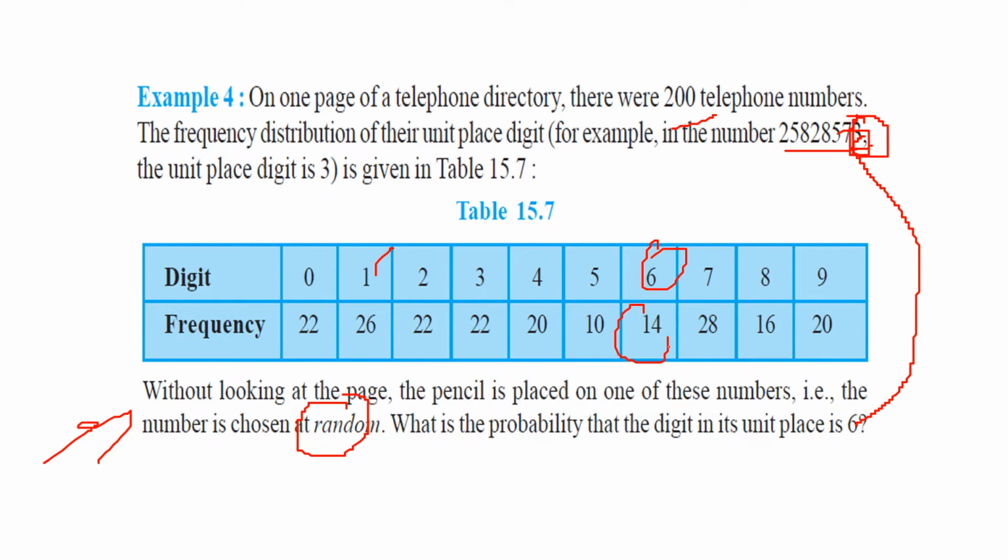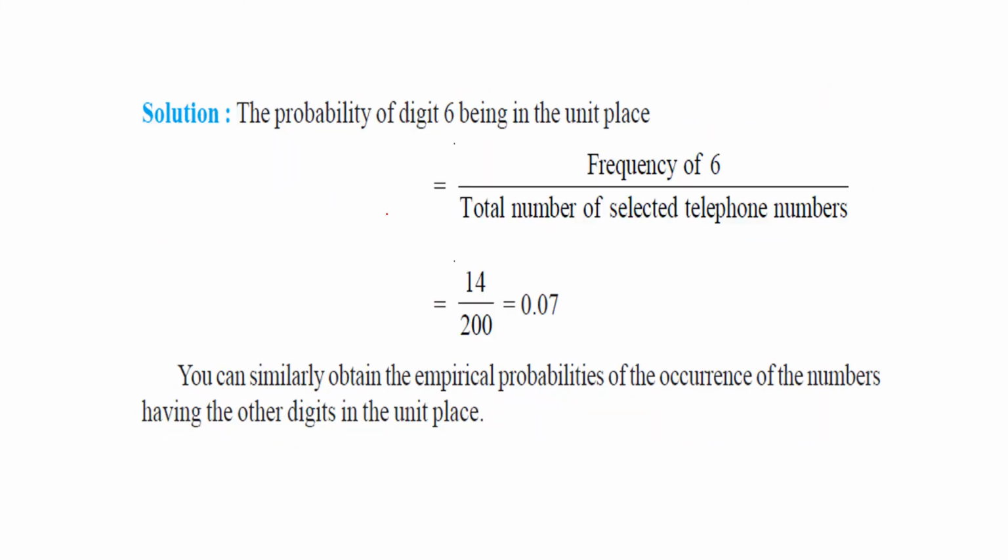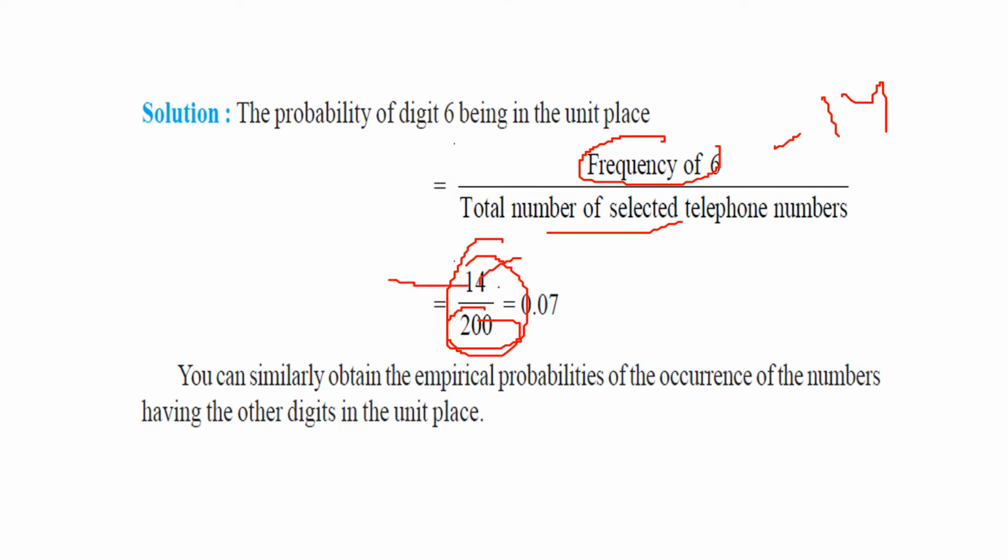This is 14 by 200. So we have 14. The frequency of 6 is 14 in the table. The total number of selected telephone numbers is 200, as given in the question. So 14 by 200, that is the event, or you can say the favorable number of times that the trial has got the event, and this is the total number of trials being done.